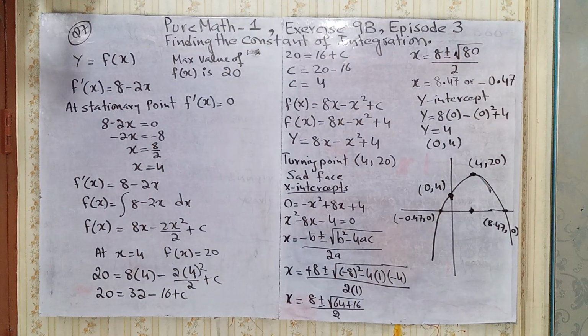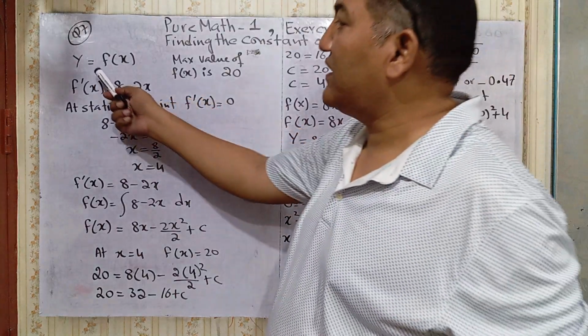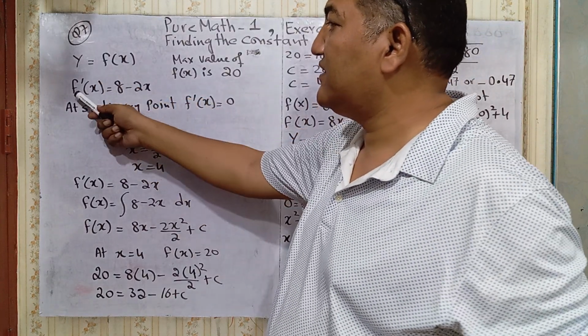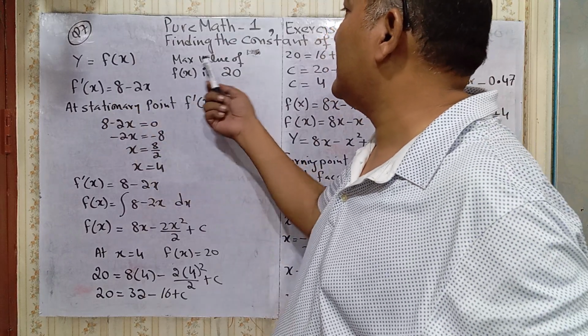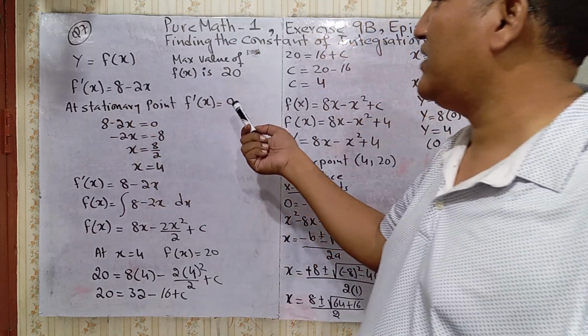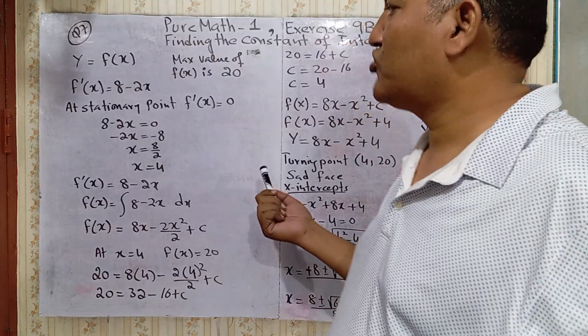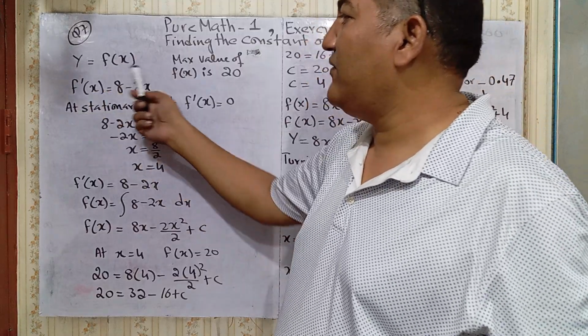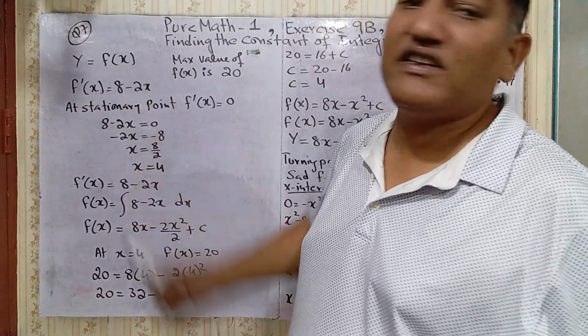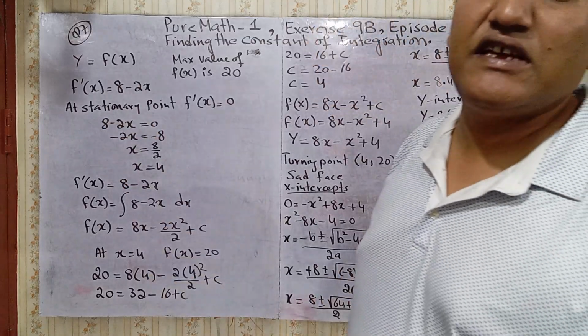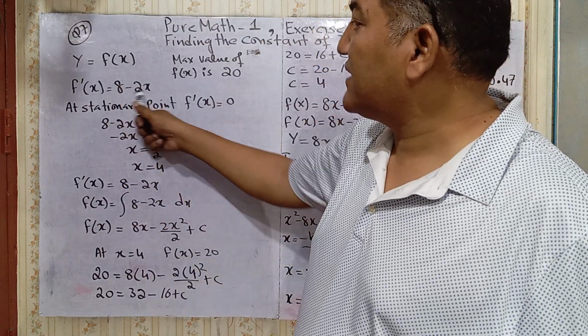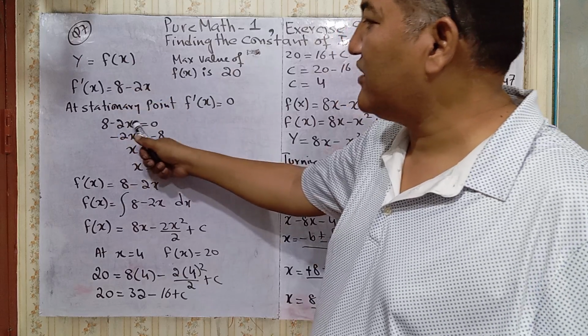Okay, so very simple. See here, the derivative of that function is given, 8 minus 2x. This is the symbol for the derivative, and it is given that the maximum value of the function is 20. So f prime x means derivative. So at the stationary point, the derivative is equal to 0. So I will make this derivative equal to 0. 8 minus 2x equals 0.